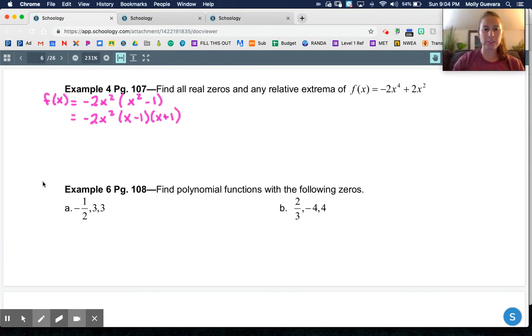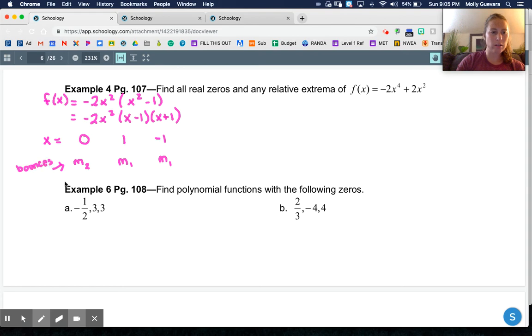So then once it's factored all the way, it should be pretty quick to find my zeros. If I set this equal to 0 and solve, I just get 0. But the multiplicity on this is a 2 because my exponent is 2. If I set this one equal to 0 and solve, I get 1, and that has a multiplicity of 1, right, because of the exponent out here. And then the last one, I get negative 1, also with a multiplicity of 1. Okay, so this just tells me right here that it's going to bounce off 0, okay?